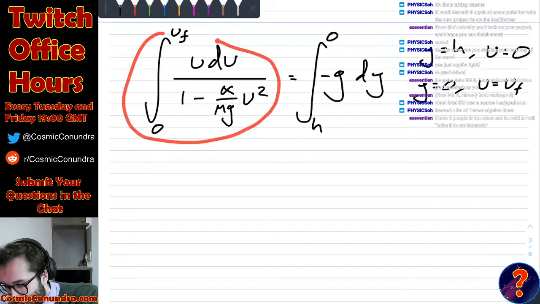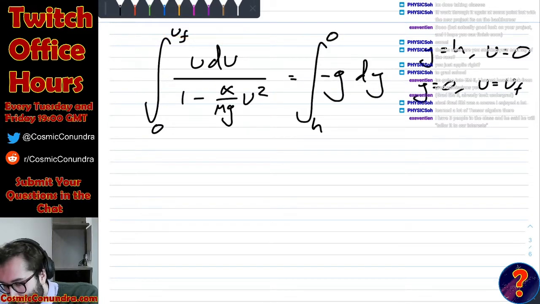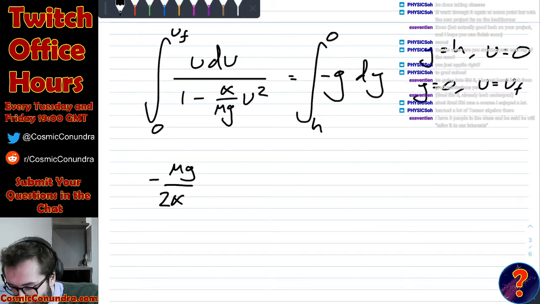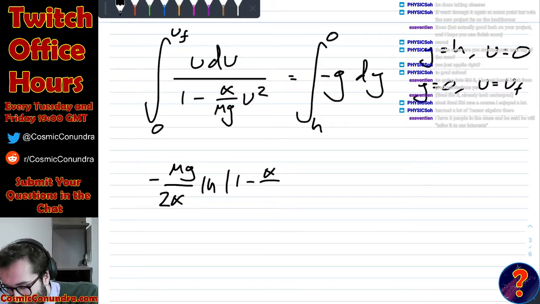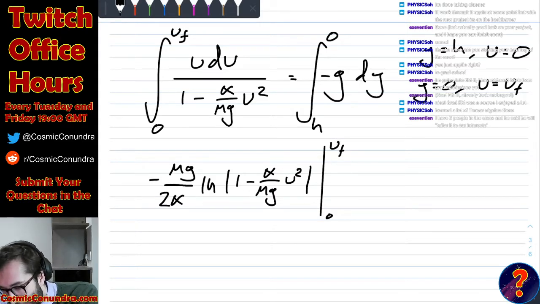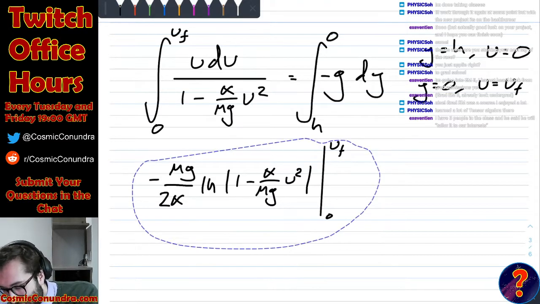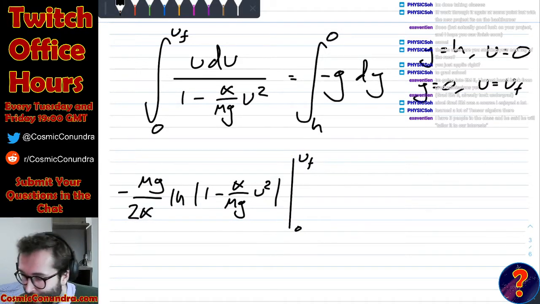So this whole thing here is a logarithmic integral. You can trust me when I say that this thing is minus mg over 2 alpha, natural log of 1 minus alpha over mg v squared, evaluated at vf and 0. You can test it back if you like. You're always best testing your integrals by differentiating back.